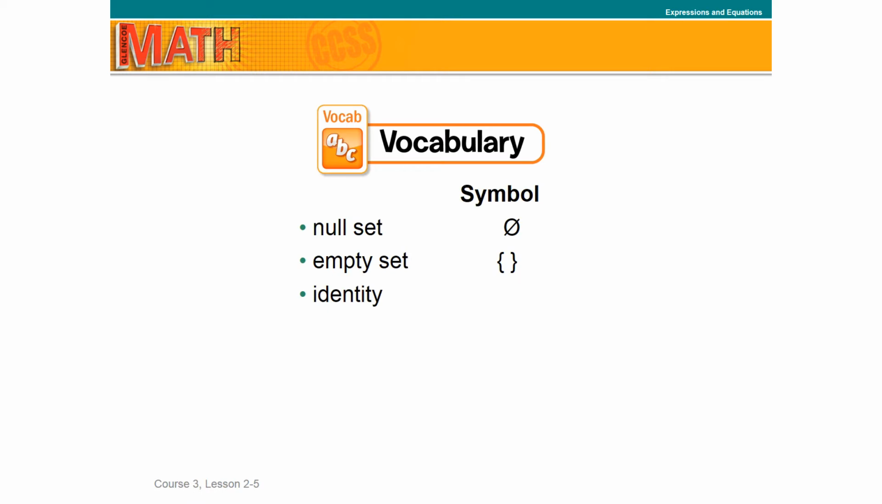Our vocabulary for today, we have 3 vocabulary words: null set, which can be represented with this symbol here, the 0 crossed out, empty set with the parentheses, and identity.